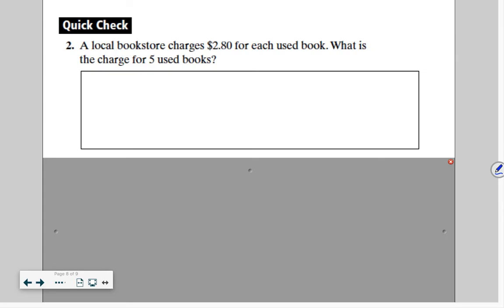Next one. A local bookstore charges $2.80 for each used book. What is the charge for 5 used books? Do you agree that this is 5 times $2.80? So let's use the distributive property. What can we do to $2.80? Break it apart. Isn't it 2 plus 80 cents to get $2.80? Or you could call it 3 minus 20 cents. Wouldn't $3 minus 20 cents also equal $2.80?